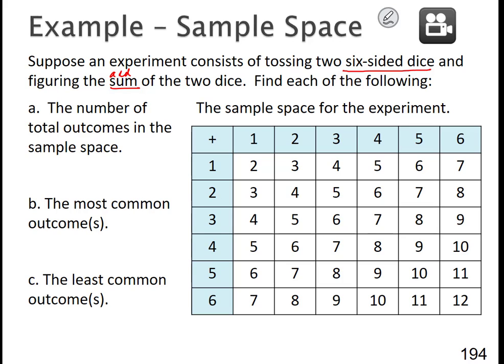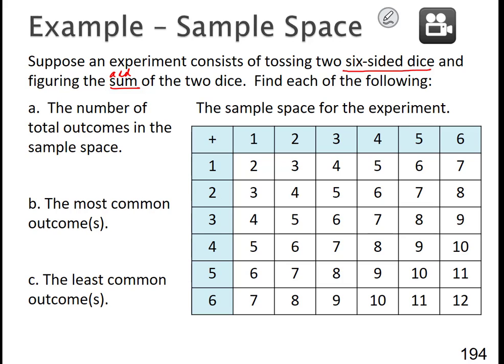Part A, the number of total outcomes in the sample space. Part B, the most common outcome. Part C, the least common outcome. We've already taken the time to make this chart for you. You might be asked to make a similar chart or list in your assignments.